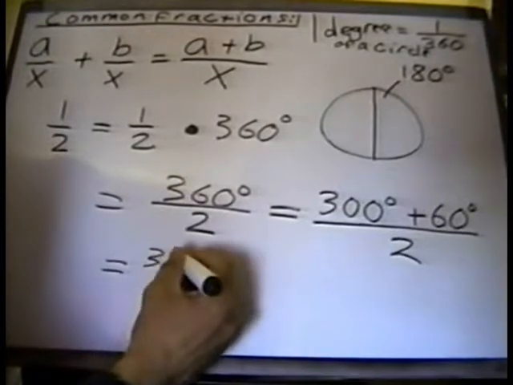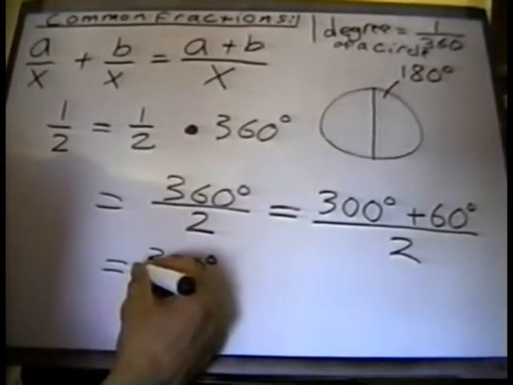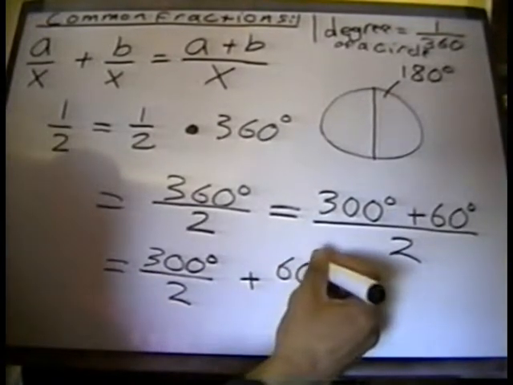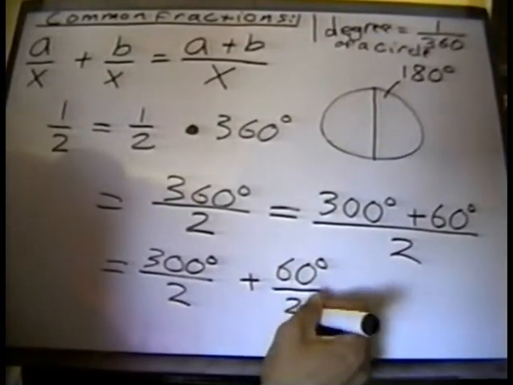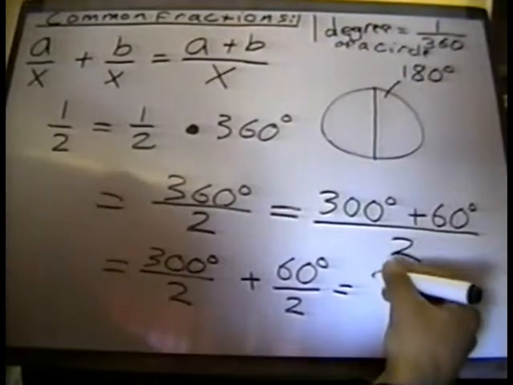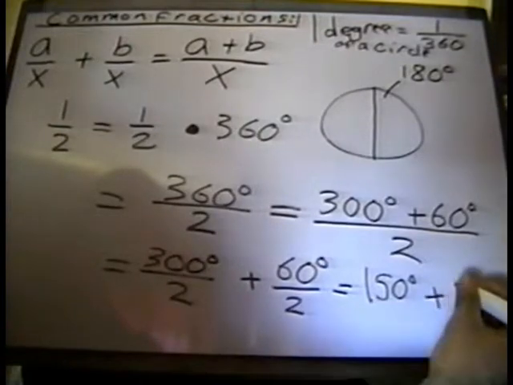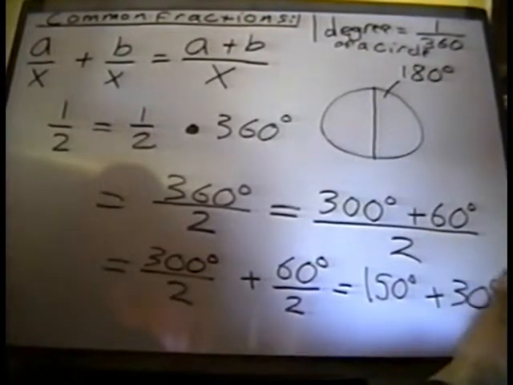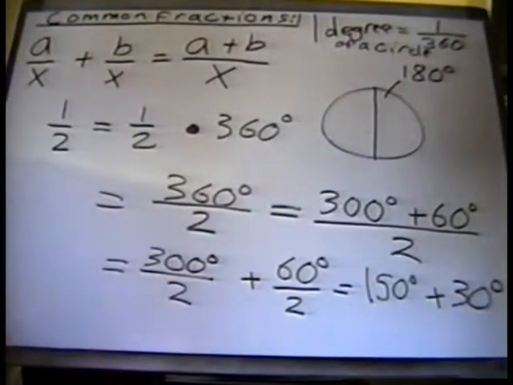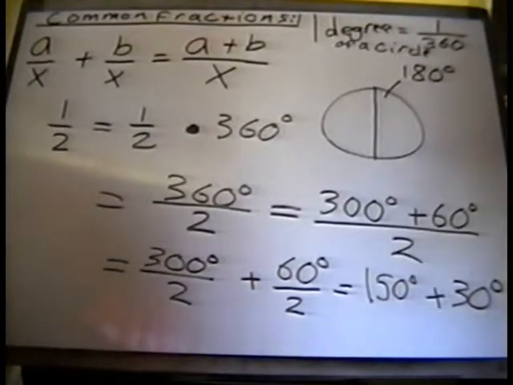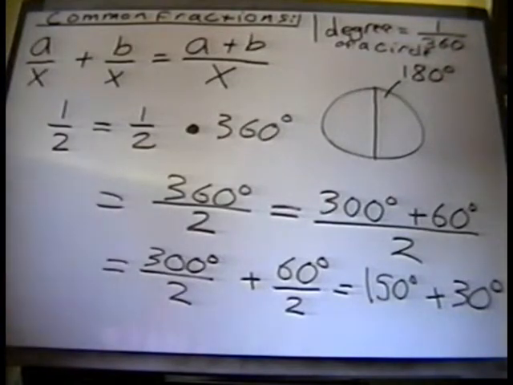Or it breaks down into this before we do that. That's 300 degrees over 2 plus 60 degrees over 2. That's going to give you 150 degrees plus 30 degrees after you actually divide them by 2. Now 150 plus 30, that's 180. Okay, so that's how we arrive at 180 degrees.